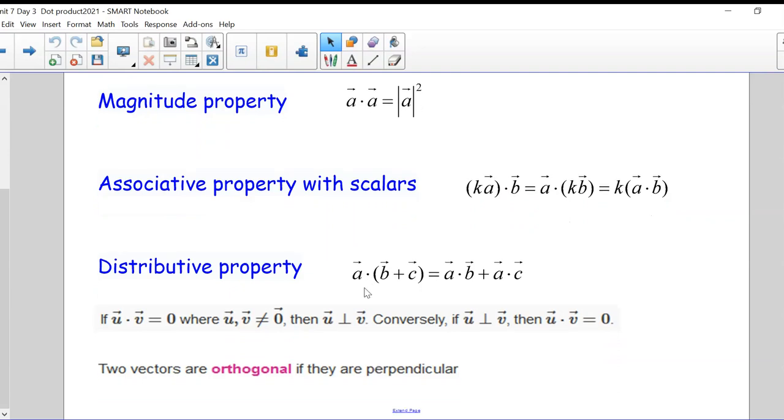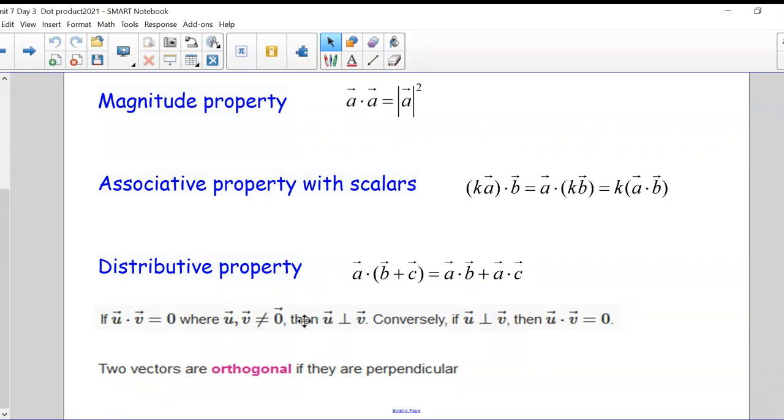Distributive property. Just like with regular algebra, if I have two vectors being added together, you know to add vectors already, just add the components. If I dot that with A, then I could get that by taking the dot product of A with B and then adding that to the dot product of A and C. So the distributive property holds for this.